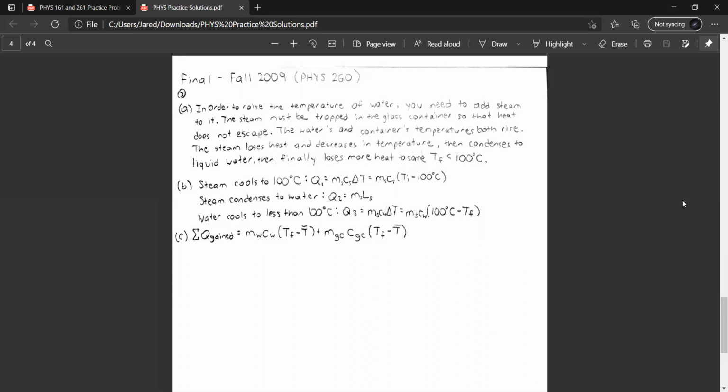Then when this water cools to less than 100 degrees Celsius, Q3 is equal to the mass of the steam, which was previously steam but now is water, times the specific heat constant of water this time, now that it's changed states, times the change in T. This time, 100 degrees Celsius is our starting temperature, and it reaches some final temperature Tf. So that's our Q1, Q2, and Q3 expressions.